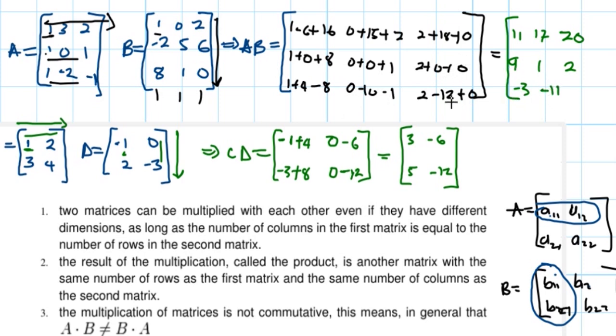Then we have 2 minus 12, which is minus 10. So this is our multiplication. So quickly, I would like us to look at some basic facts about things you should note about our multiplication.